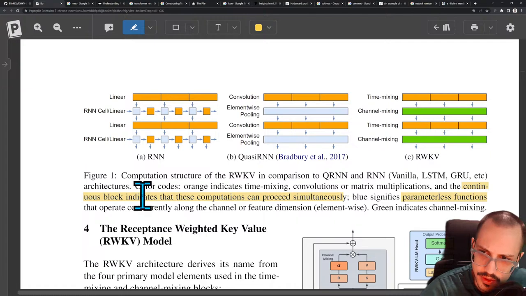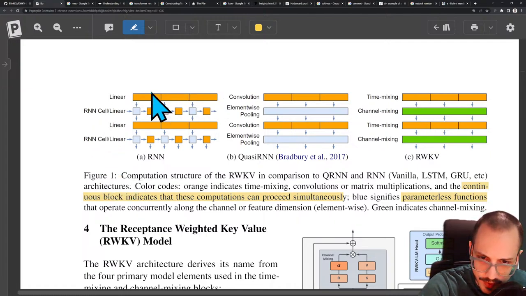Okay, it's going to take us a second to unpack this. We've got orange, which means time mixing, linear, RNN cell. You have inputs from each of these chunks of the linear coming in here. Continuous block indicates that these computations can proceed simultaneously. These are not continuous blocks, which means you have to do this one before you can do this one, before you can do this one, which makes sense, right? Basically you have to do it in three chunks.